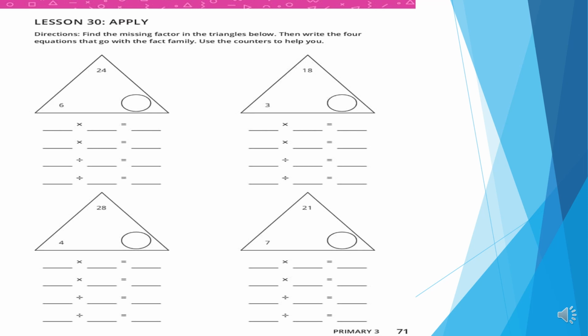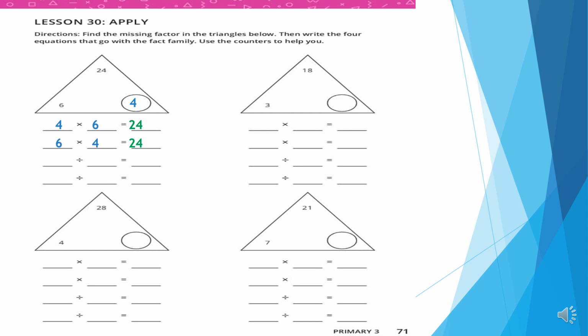Lesson 30, we have here fact family. In the first one, we have 6 and 24. This family needs what to complete it? 6 times what will give me 24? 6 times 4. So we will write the first two multiplication equations. They are 4 times 6 equals 24. And the next one is the commutative property for it. It will be 6 times 4, 24.